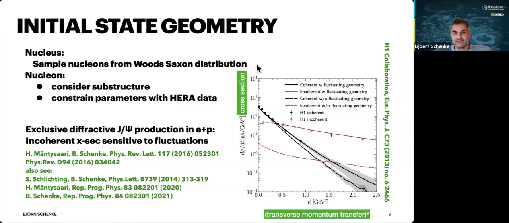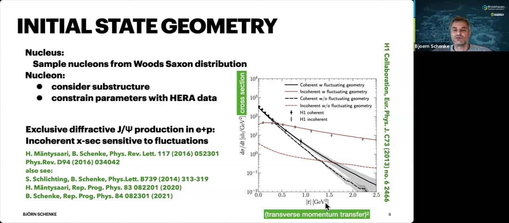So this is diffractive J/psi production. I have an electron colliding with a proton. I have an exclusive process where the only thing I'm producing is a vector meson, in this case, a J/psi, so a c cbar bound state. And I'm looking at the case where the proton does not break up, that's the coherent case, and the data is these solid points. And then the other case is where the proton does break up. That's the incoherent case, and that's these open circles.